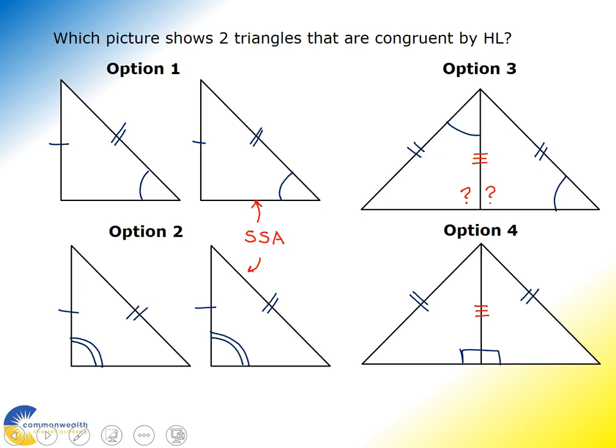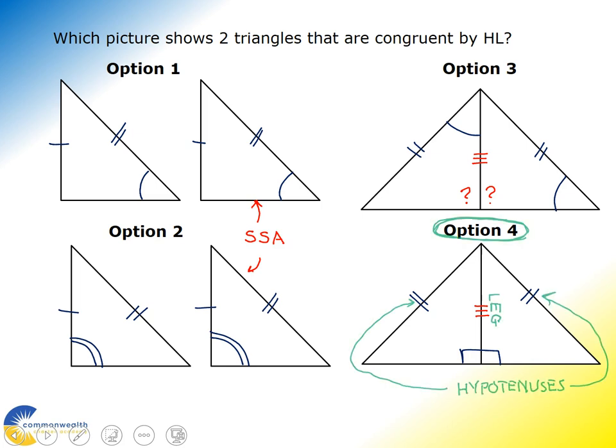When I look at option 3, I don't see right triangles there. The angles seem to be in different places, but that's okay. I do have a pair of legs that are congruent and a pair of hypotenuses, but since I don't know if I have right angles or not, it looks like it, but that's not stated as such, I can't even say that those with the two slashes are hypotenuses. So I can't use the hypotenuse leg theorem on that.